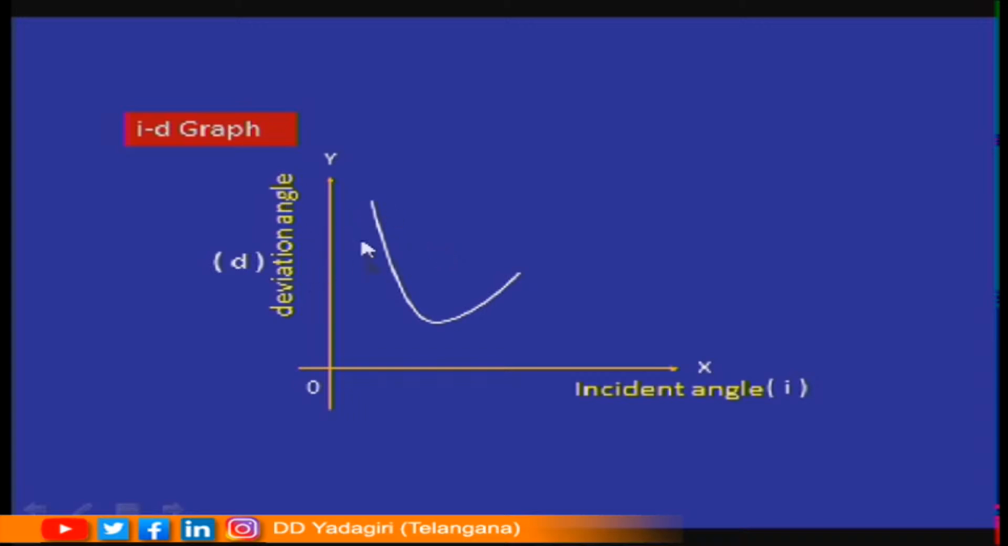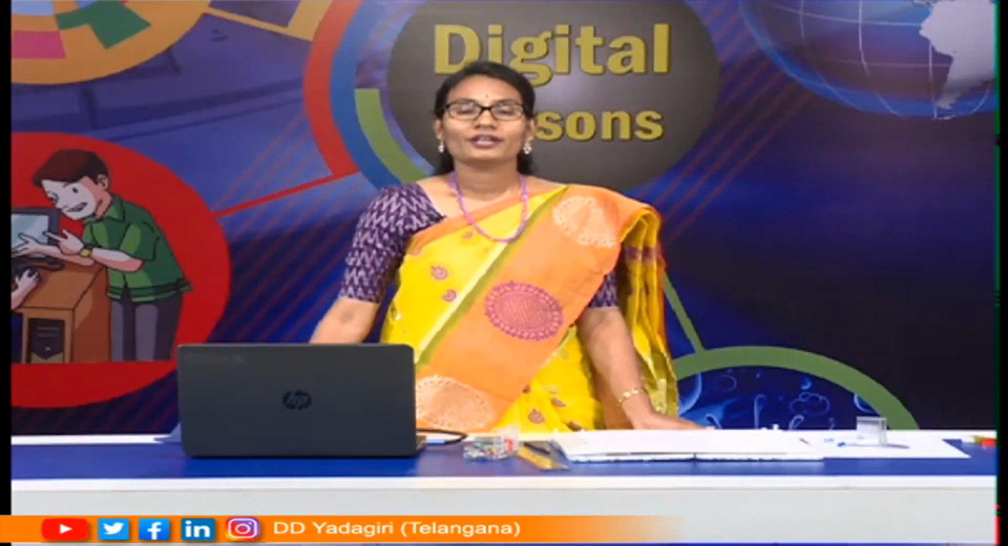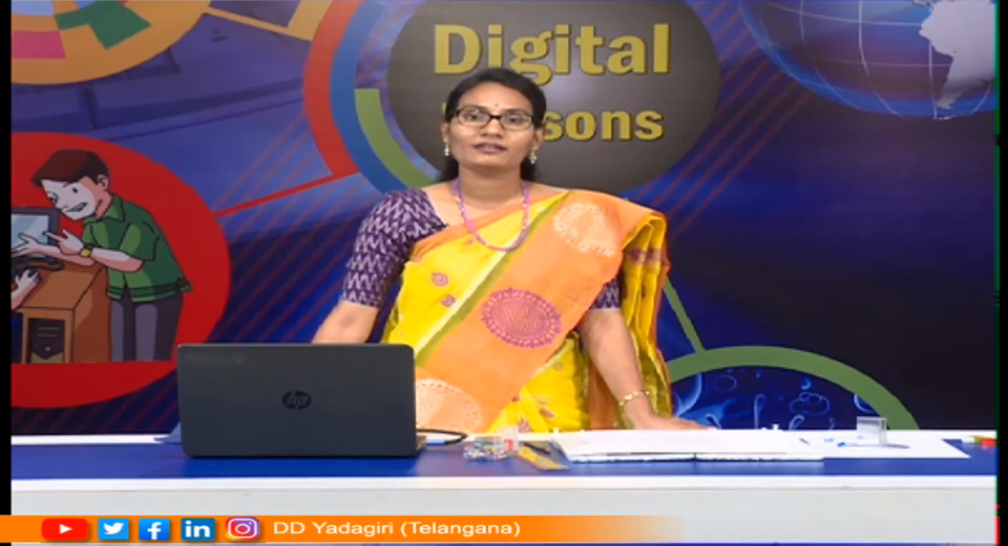Initially, whenever the incident angle is less, the deviation will be more. Whenever the I value increases, the deviation angle decreases. But at one point the deviation becomes a minimum, and after that when you increase the incident angle again, there is an increase in deviation angle. So, this minimum deviation is possible at I1 equal to I2, means whenever the incident angle and emergent angle are equal, the angle of deviation becomes a minimum. Okay. So, there is a relation between incident angle and deviation angle.